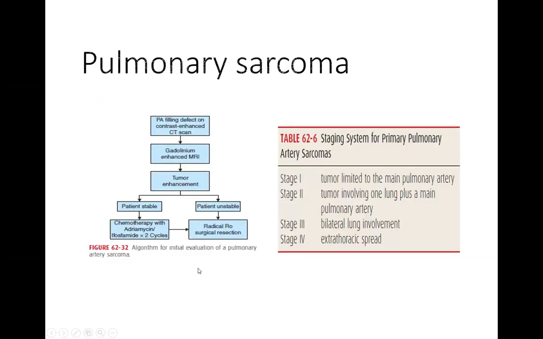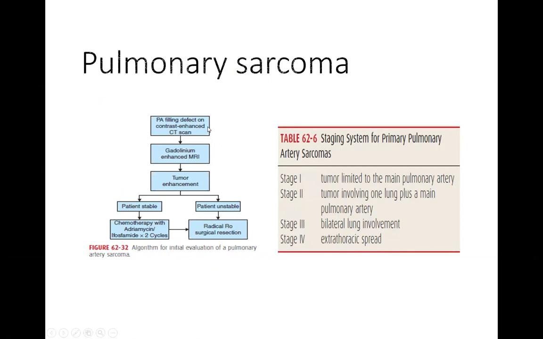Another important topic is pulmonary sarcoma. Pulmonary sarcoma can be staged according to its origin, or where it originates from. If it's only involving the main pulmonary artery and does not go to one side, we call it stage 1. If it's involving one lung plus the pulmonary artery, this is called stage 2. If it's involving both lungs, we call it stage 3. If it has any extra-thoracic spread, this is called stage 4.